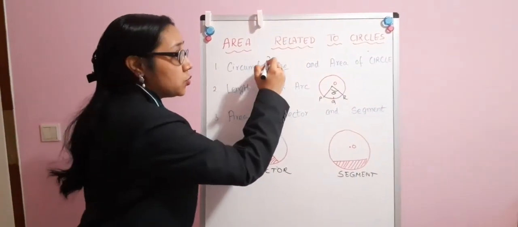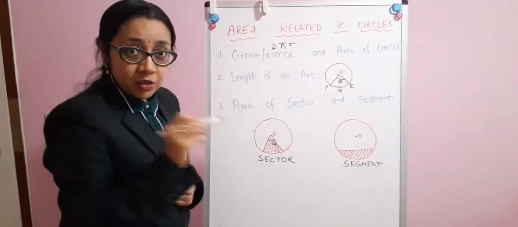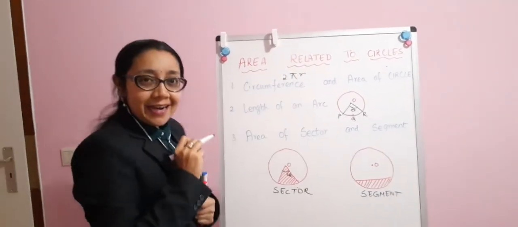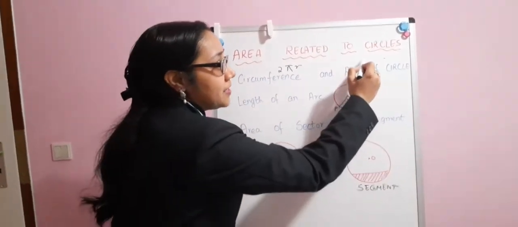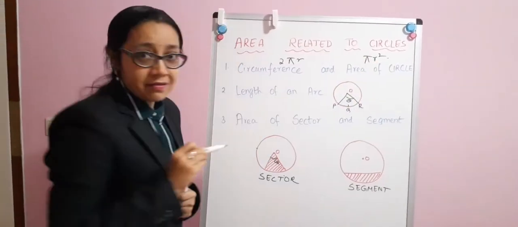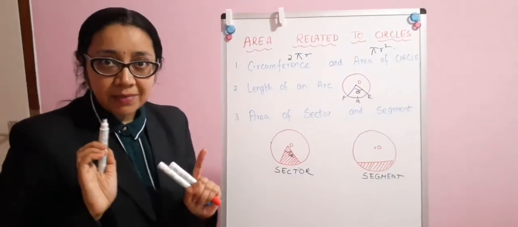So coming to the formulas, take a note. Circumference is 2 pi r, right, where r is the radius. What is the area of a circle? Area of a circle is pi r squared, right? This is a revision of the basic concepts.